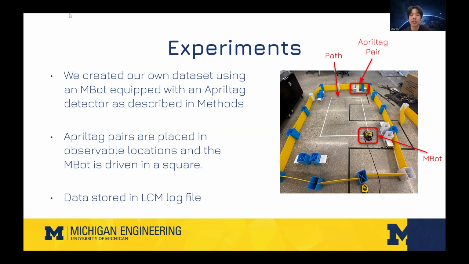And then from there, we commanded this MBOT to drive in a square, using keyboard commands commanding velocity and angular velocity, and we would put April tag pairs around each corner of the square. So as the MBOT is driving along this path, it can detect the April tags using the camera and localize and correct its measurements that way. And all of this data is stored in an LCM log file, which can then be converted into a CSV and then fed into the Python script where the filters run offline to get the results.